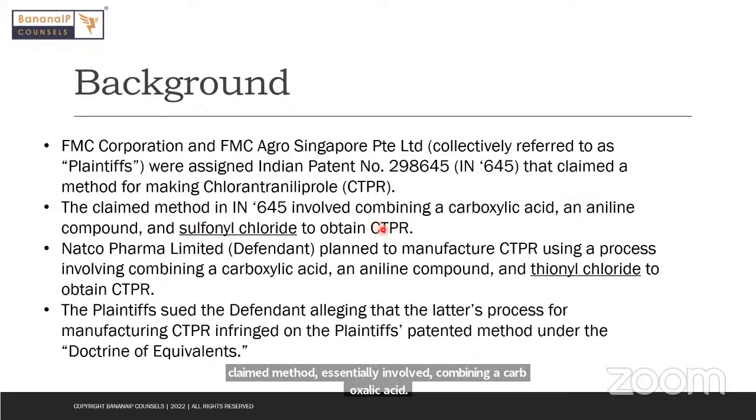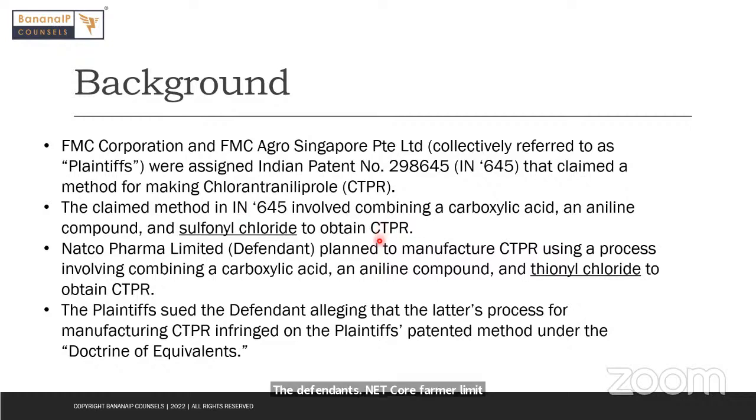obtain CTPR. The defendants, Natco Pharma Limited, had also planned to manufacture CTPR, and their process involved combining a carboxylic acid, an aniline compound, and thionyl chloride to obtain CTPR. The plaintiffs had sued the defendants, saying that the defendant had infringed the plaintiff's patented process for making CTPR under the doctrine of equivalence.